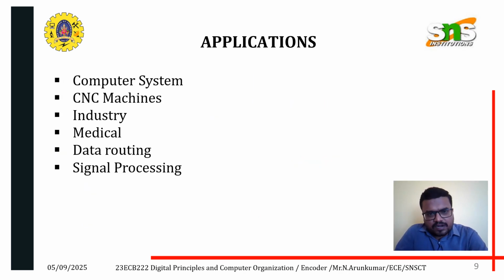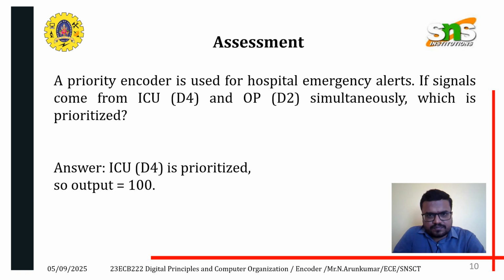The priority encoder is used in a lot of applications: computer systems, CNC operating machines, and medical processing. Suppose in an emergency ward, the data is forwarded to the doctor; the priority encoder is very useful there. In data routing, the routing process decides which data has to be generated first. Digital signal processing is nowadays used in a lot of medical applications, and in computer applications, encryption operations are used.